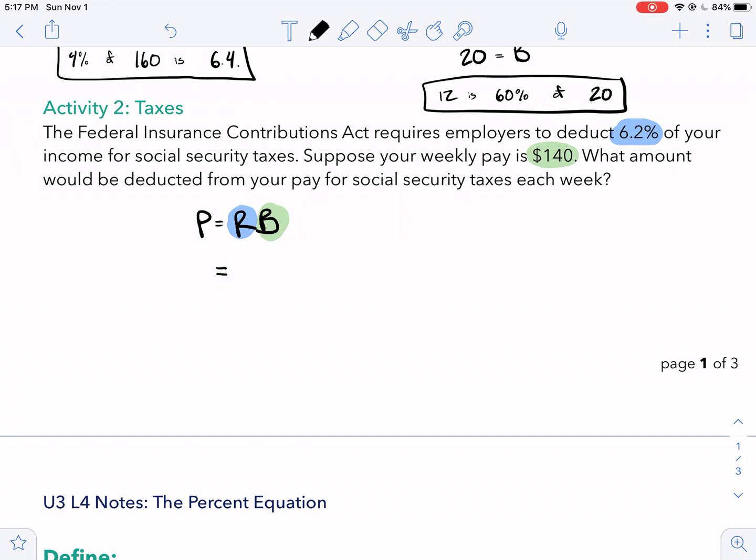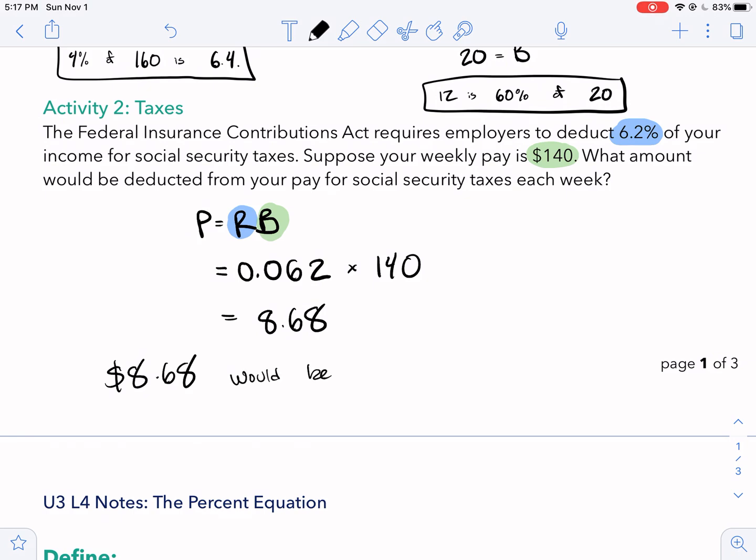So we have 6.2%, which is the same thing as 0.062. We know our base is 140. We calculate that out, and that gives us 8.68. So $8.68 would be deducted.